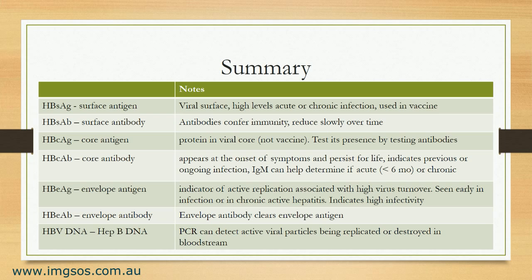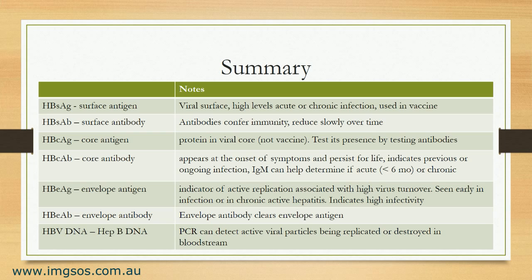So summarising what we've covered so far, the surface antigen is on the viral surface. High levels indicate acute or chronic infection, and it's also used to manufacture vaccine. When surface antibody is produced, it confers immunity, and it can confer immunity for life if the levels are high enough, and they reduce over time. Presence of surface antibody tells you this person is immune. It doesn't tell you whether it's vaccine or virus.